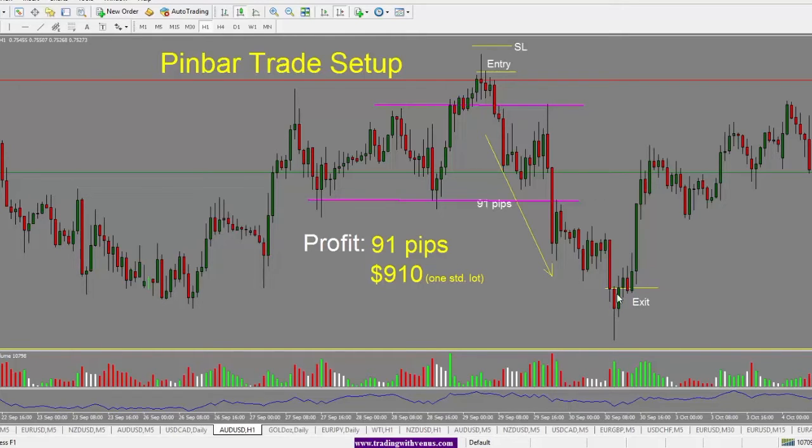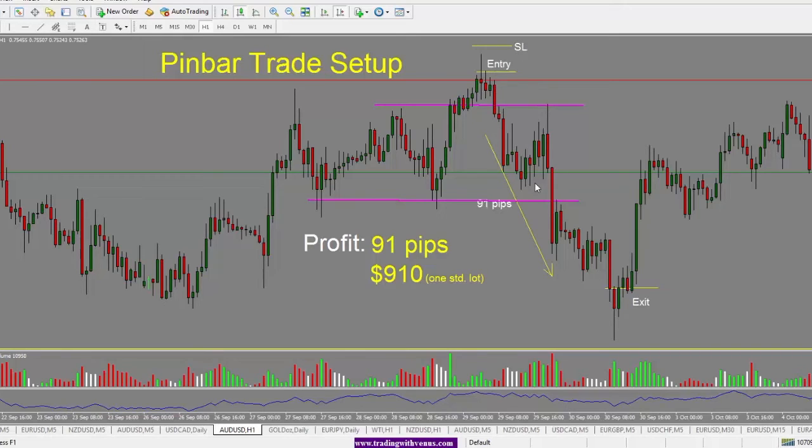From entry to exit here, we have 91 pips in the trade, which means $910 of profit in one standard lot. Just to summarize this again, this is a pin bar trade setup, and we see this bearish pin bar at a key support and resistance level, which is 7700. We also have our pivot R1 here, and we get a bearish pin bar. So three different things coming together to make this a high probability trade setup. Our entry would be on a bit of a pullback here, and stop loss would go above the high here.